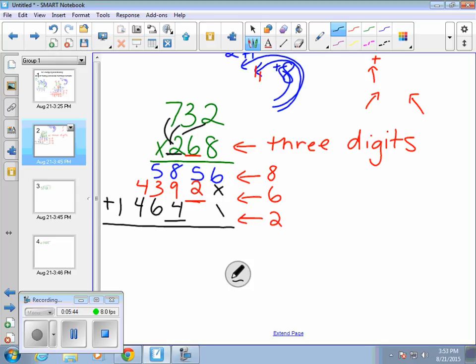6 plus nothing gives me 6. 5 plus 2 plus nothing gives me 7. 8 plus 9 is 17, plus 4 more is 21. 2 plus 5 is 7, plus 3 is 10, plus 6 is 16. 1 plus 4 is 5, plus 4 more is 9. And then I just have a single one here that comes straight down.